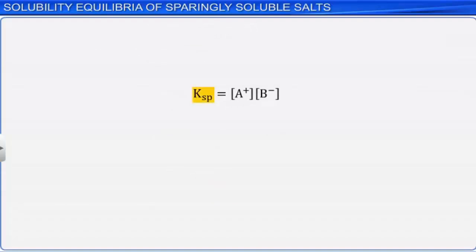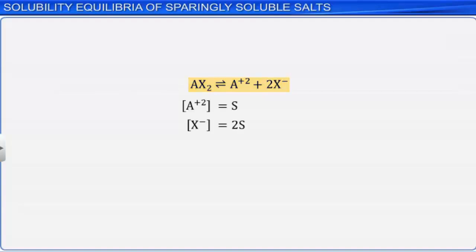The expression for solubility product may be written as Ksp equal to the product of the concentrations of the ions involved in the equilibrium, each raised to the power of the coefficient in the equilibrium equation. For example, consider a generic salt of type AX2. The equilibrium reaction for this dissociation may be represented as AX2 in equilibrium with A2+ and 2X-. The solubility product Ksp for the salt AX2 can be written as Ksp is equal to the product of the concentration of A2+ and X- raised to the power of 2.